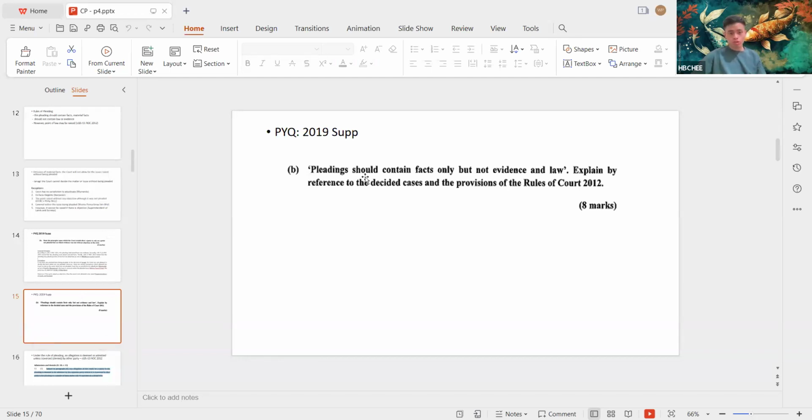Now we come back to this question: pleadings should contain facts only, but not evidence and law, explained by reference to the decided cases and the provisions of the ROC. For this question, you may read it first, and then I will pause here for about 2 minutes. I will see the chat and see how you are all going to structure your answer.